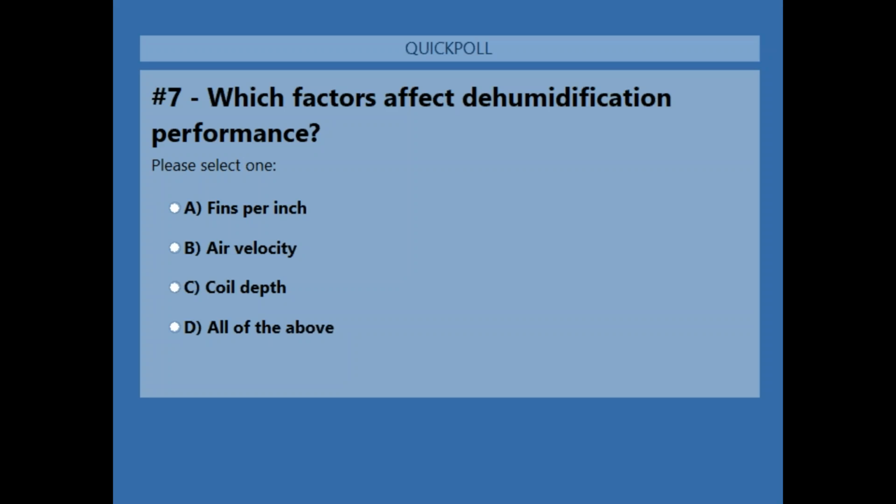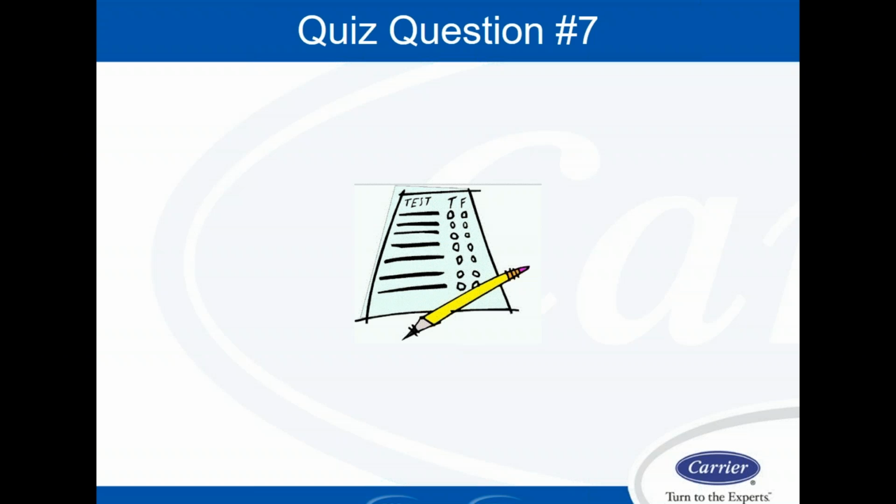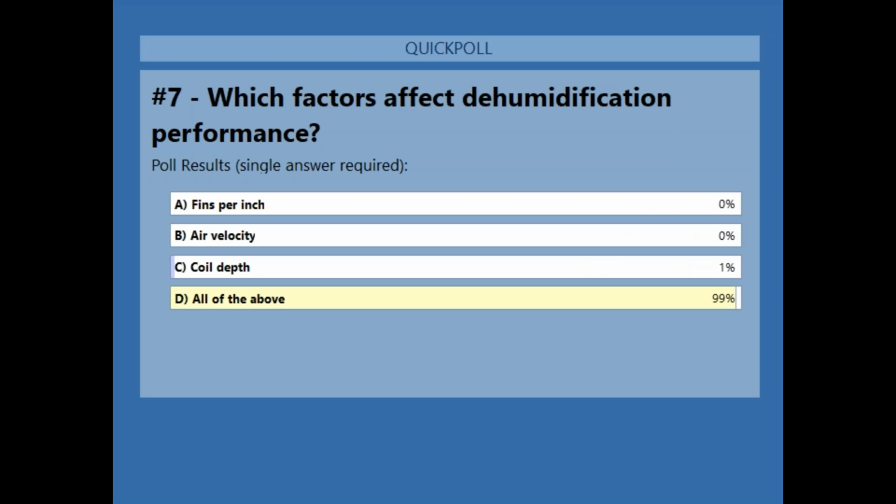99% of you have the correct answer. 82% of you have already answered. So I'm going to close this in 5 seconds. 5, 4, 3, 2. And it is closed, and 99% of you got the correct answer, which is D, all of the above.